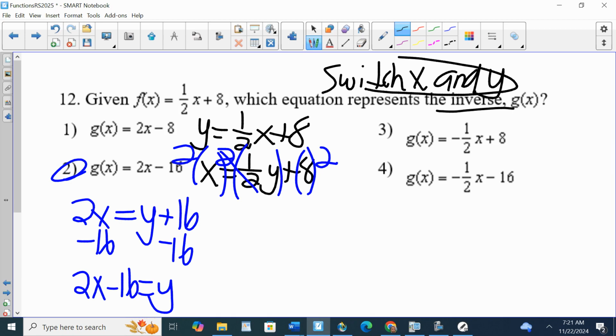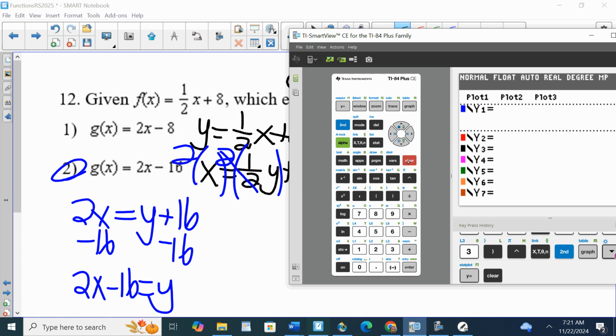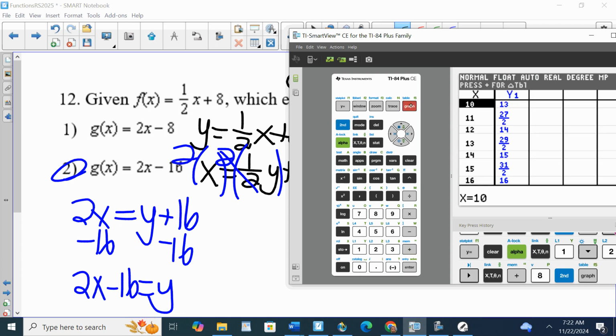Inverse: switch x and y. So let's get some x's and y's to switch. Let's go to my calculator. Let's go to y equals. Let's type in 1/2 x plus 8. Let's get some points. Go to your table. Let's find like 3 nice points.